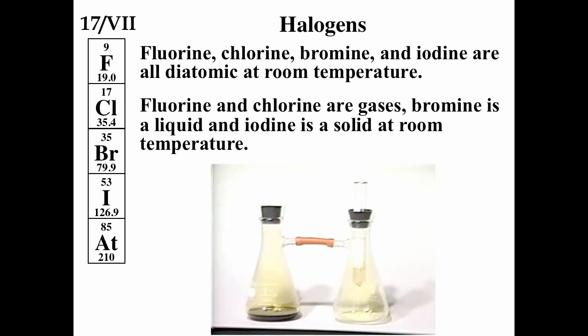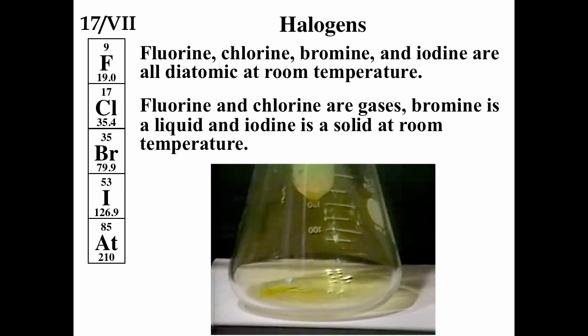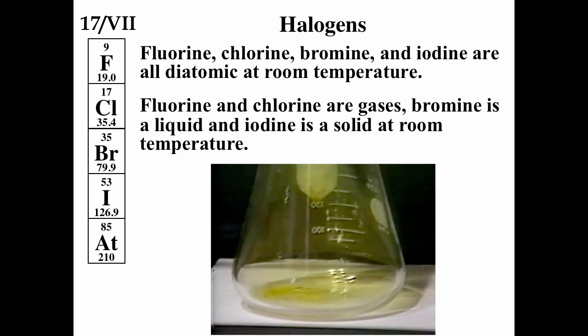In this experiment, we are demonstrating the physical properties of the halogens. First, chlorine gas is produced in the left-hand flask by adding concentrated hydrochloric acid to potassium permanganate. The yellow-green chlorine gas is condensed when it contacts a cold finger in the right-hand flask. The bubbling cold finger contains dry ice in ethanol, which at -78 degrees Celsius is cold enough to condense the yellow-green gas to a yellow liquid.